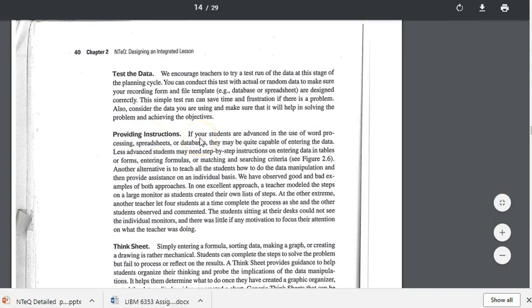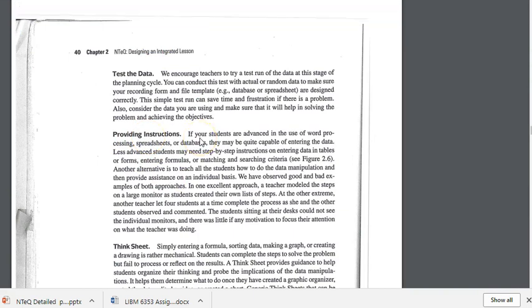If your students are advanced in the use of word processors, spreadsheets, databases, then they may be quite capable of entering the data with very little instruction. Now, less advanced students, your younger students, may need some step-by-step instructions on entering data in tables or forms, entering formulas, matching and searching criteria. So an alternative is to teach all the students how to do the data manipulation and then provide assistance on an individual basis as needed.